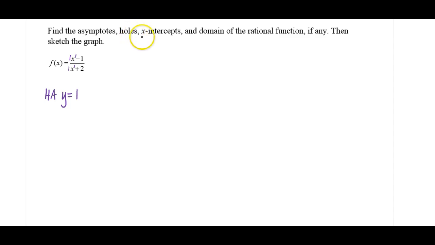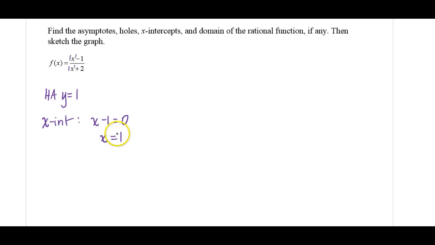And so then we move on to find x-intercepts. The x-intercepts are any place where the numerator equals 0. So if I were to try to find x-intercepts, I want to set the top equal to 0. So x minus 1 equals 0, so x equals positive 1. We have to just check that that doesn't make the bottom equal 0, but we already found there was no hole, so this isn't going to make the bottom equal 0.